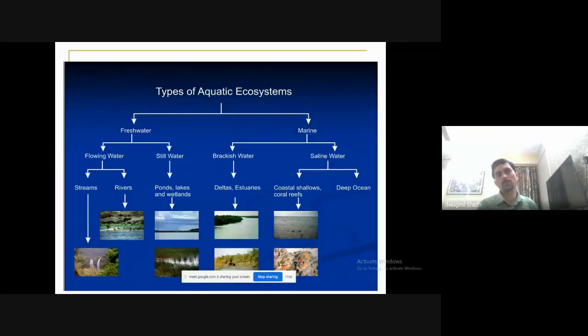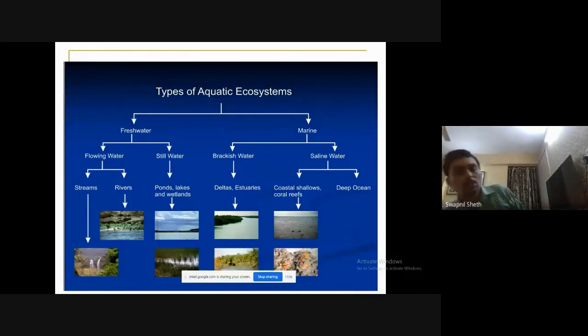Then another ecosystem is the aquatic ecosystem, which is again broadly classified into fresh water, marine water, flowing water, still water, and then depending upon the different characteristics, their flowing nature and stagnant nature, their salt levels, and their combination with the fresh water. So these are again distributed like this. In the marine water, there are brackish water, deltas, estuaries, coastal shallows, coral reefs, deep ocean, and ponds, lakes, streams, flowing water, waterfalls. So these are all varieties of aquatic systems.